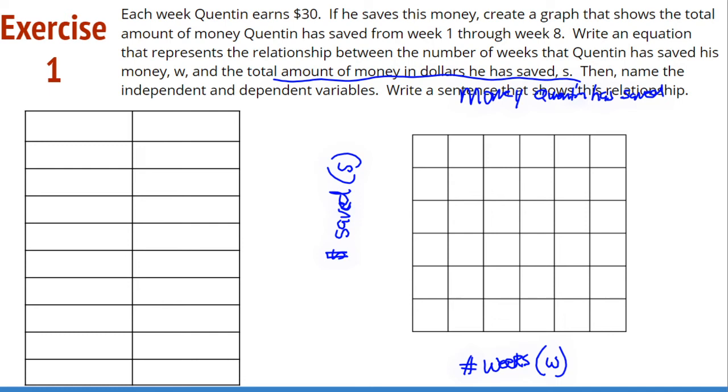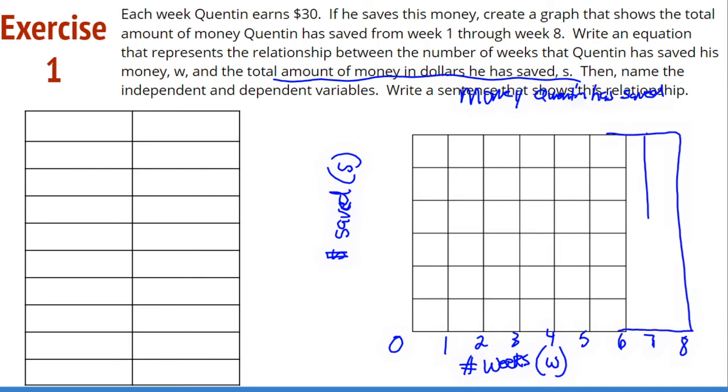I'm going to start at 0. And I've got 1 week, 2 weeks, 3 weeks, 4 weeks, 5 weeks, 6 weeks, 7 weeks, and 8 weeks. And it's okay if I ran out of room. I can just extend my graph. It's okay. It doesn't have to be super perfect. We are human beings and we can understand things.